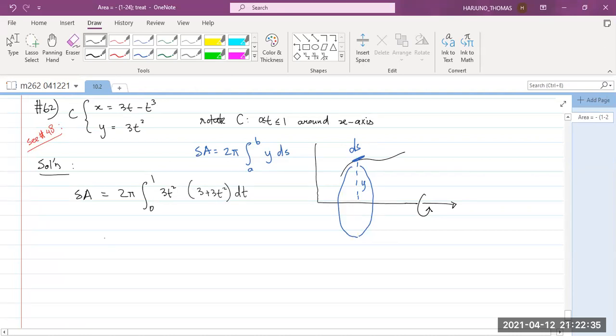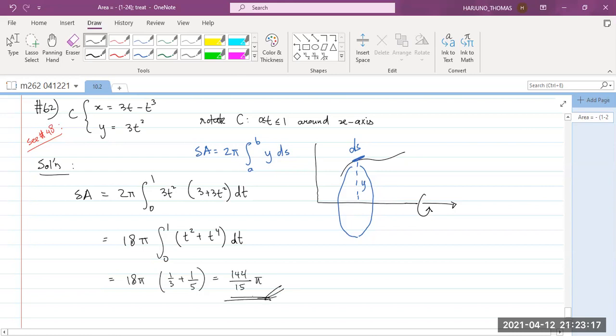Oh, that's Mickey Mouse. That's 18 pi integral of t squared plus t to the fourth dt from 0 to 1. That's 18 pi times 1/3 plus 1/5. That's 144 over 15 pi. Cute, nice.